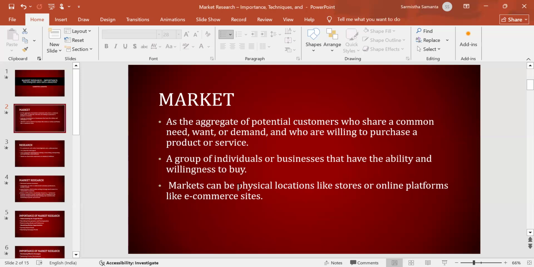Nowadays, a market can be in a physical location like stores, or it can be online platforms like e-commerce sites. All of us know that there are different e-commerce sites where we purchase commodities, goods and services, or we can get goods and services from stores, be it a shopping mall, or stalls just beside the roadside. It can be physical stores or it can be online.